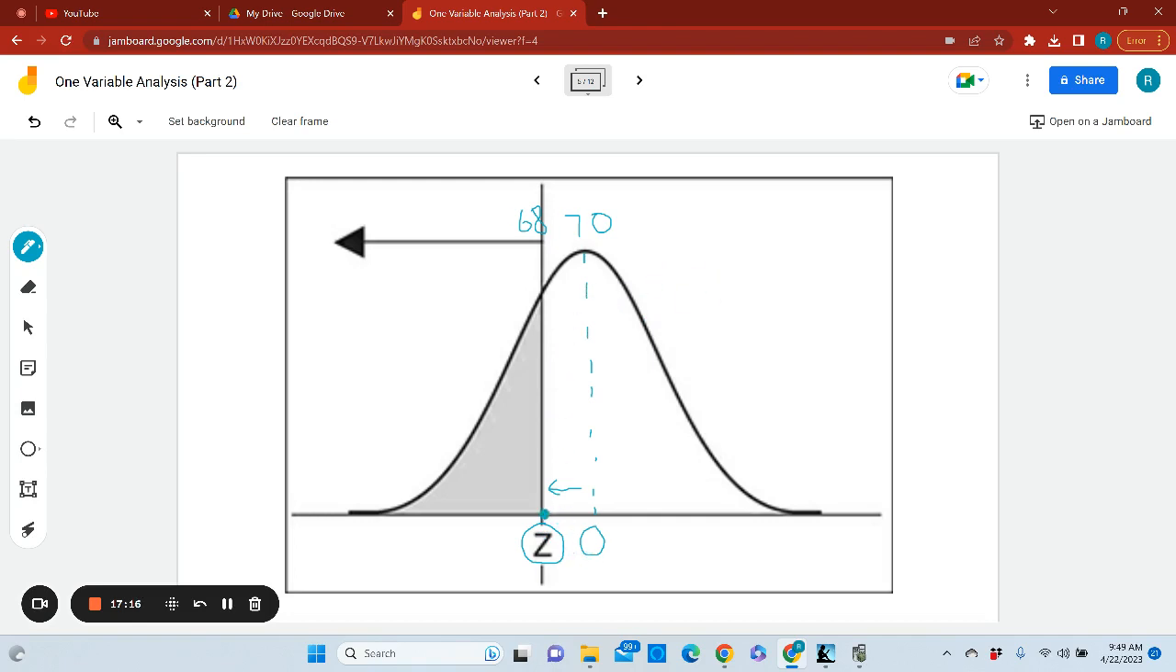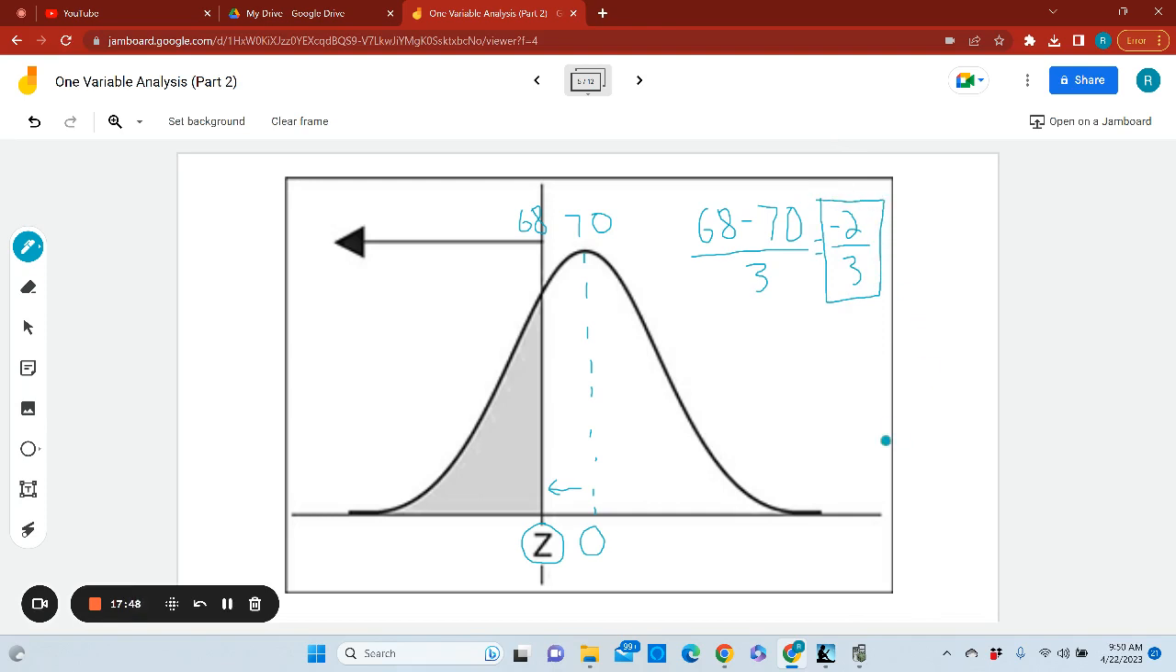First, let's figure out the z-score. How many standard deviations below average am I? If I got a 68, well, we're going to use our formula: score minus mean divided by the standard deviation. Okay, so if I got a 68, I was 2 points below average, and 1 standard deviation was 3 points. So I was not 1 full standard deviation below average.